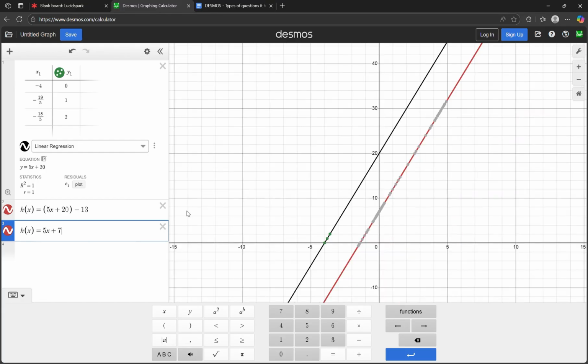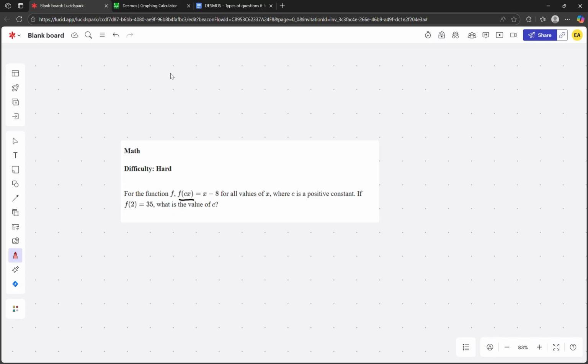And so yeah, your equation is h of x is equal to 5x plus 7. Here we're told that f of cx is equal to x minus 8, and we also know that f of 2 is equal to 35. So we need to find the value of c. That's what the question is asking.